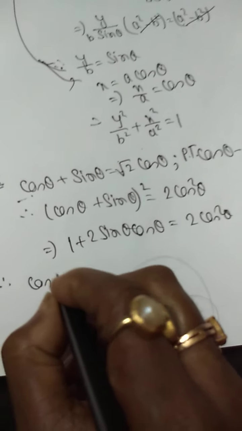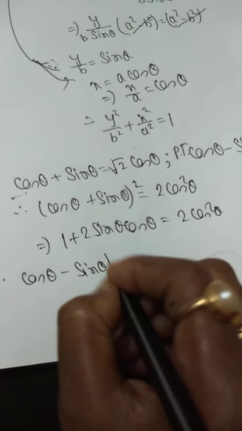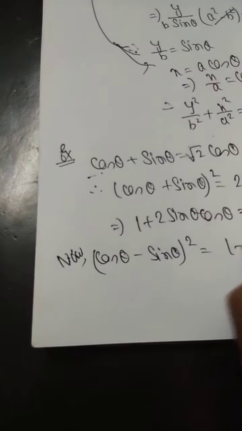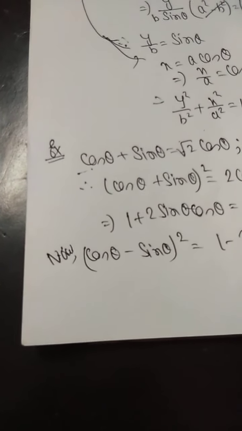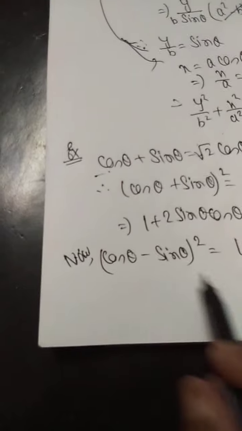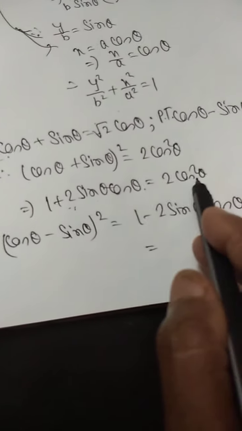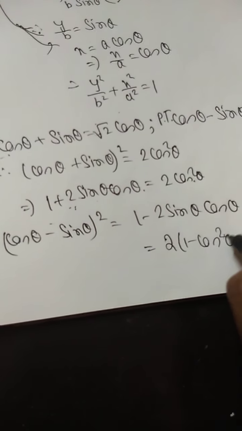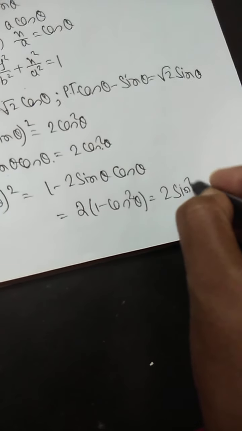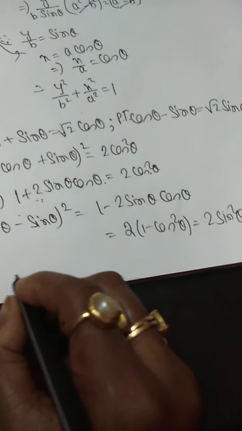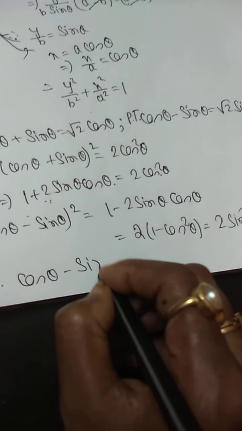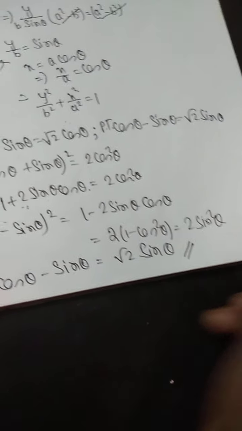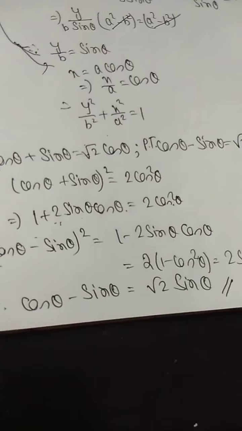Therefore, now you write cos theta minus sin theta whole square. So this is 1 minus 2 sin theta cos theta. So what is the value of 2 sin theta cos theta? That is 2 cos square theta minus 1. So this will be 2 into 1 minus cos square theta. So this comes out as 2 sin square theta. So if we withdraw the square, we will get cos theta minus sin theta is nothing but root 2 sin of theta, right?